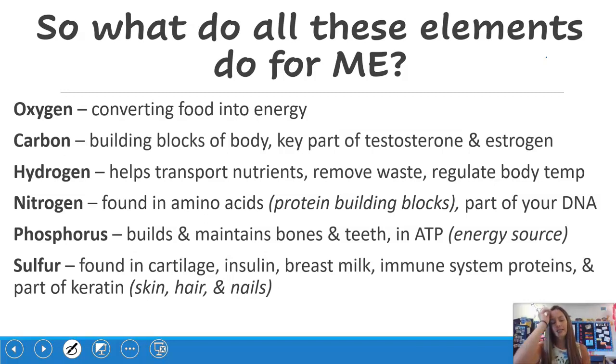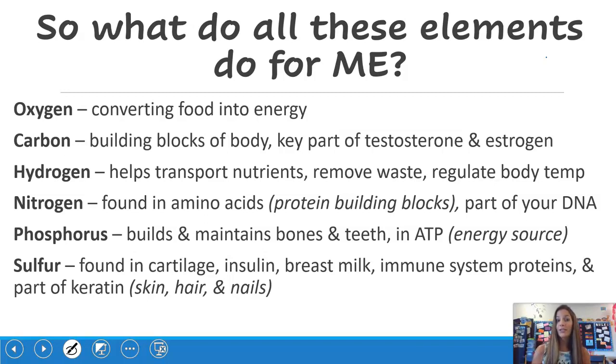You may be wondering, what do all these elements even do for me? Well, here you see a list of the functions of those elements. Oxygen is really important for converting the food that you eat into energy. Carbon is essential to our body. It's the major building block of our body. It's also really key for testosterone and estrogen. Hydrogen helps transport nutrients, remove waste, and keep your body temperature even.